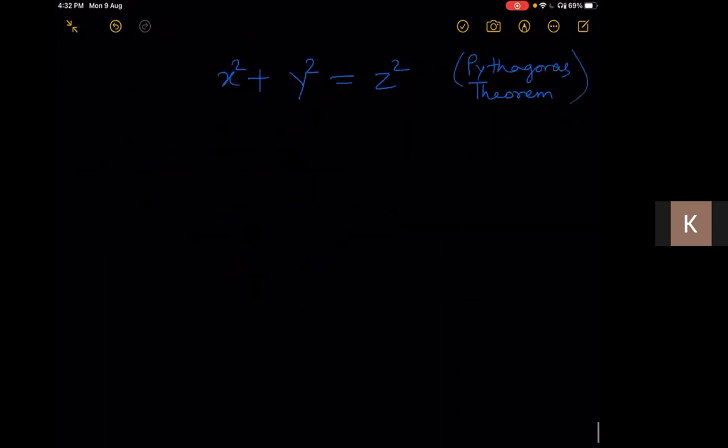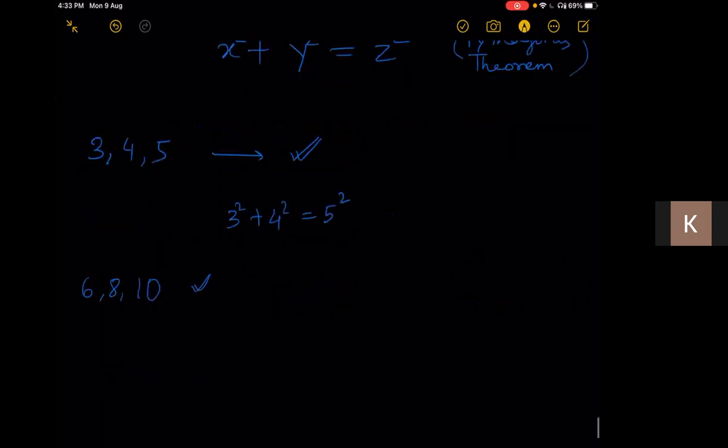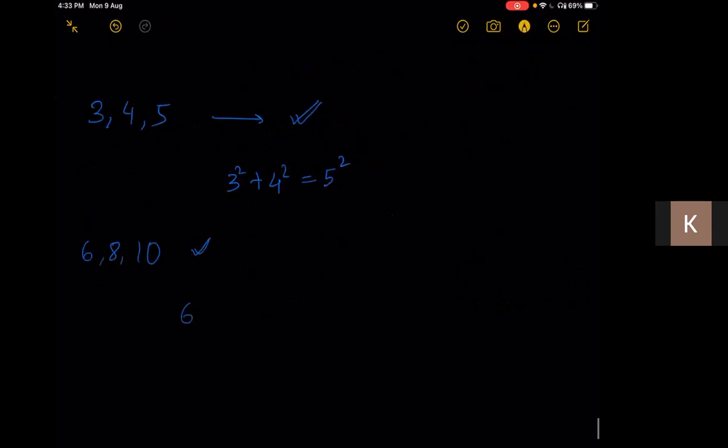So let us observe one thing. You all know 3, 4, 5 is a Pythagorean triplet. Right? Yes, sir. 3 square plus 4 square equal to 5 square. You all know 6, 8, 10 is a Pythagorean triplet. But 6 is 2 into 3, 8 is 2 into 4, and 10 is 2 into 5. Okay.